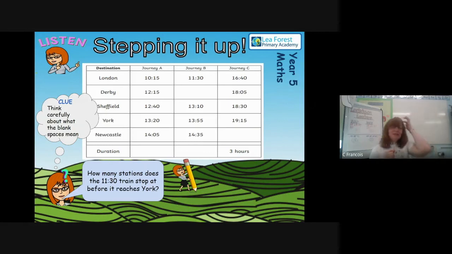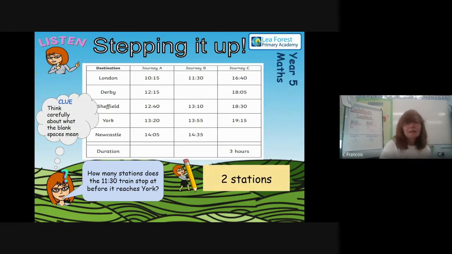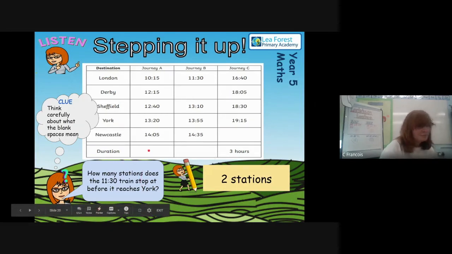Oh, think about it. This is one of like the teaser questions. So how many trains does it stop at before it reaches York? You have to include York itself. Yeah, I've counted a stop at Derby, I think. It was very hard to do this lesson yesterday. I've got an answer of 2 because I counted Derby. So well done to all of you.